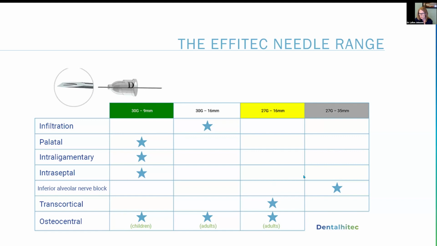Talking about needles just one more time. I just want to focus very much on this lower thing. Osteocentral, when you look at the diagrams, this is what this is referring to. So you will get osteocentral if you're using a 9 mil on the primary dentition. But with adults, and let's face it, a lot of our mixed dentition children are adult size, you really need to go up to the 16 millimeter. So keep that in mind.